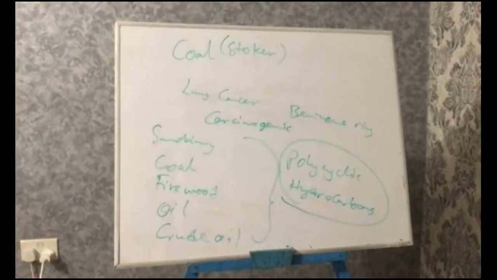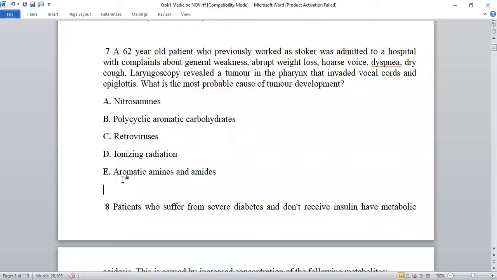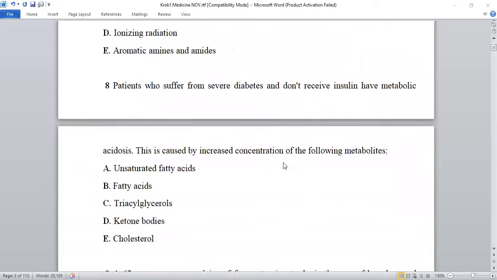It is not a matter of, you see, it depends on how long you are using it because of the level of heating. So the answer is going to be polycyclic aromatic hydrocarbons, the same as the hydrocarbons. Okay? So please, let's move on to question number 8.